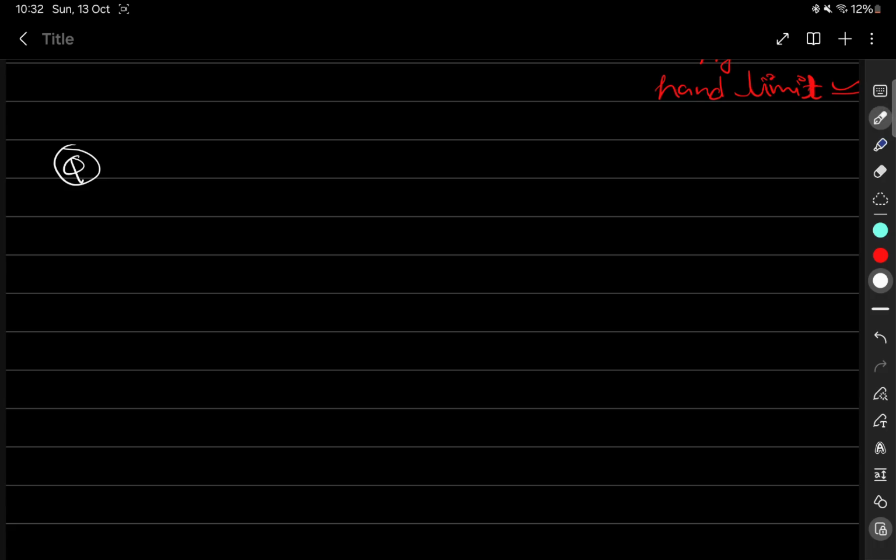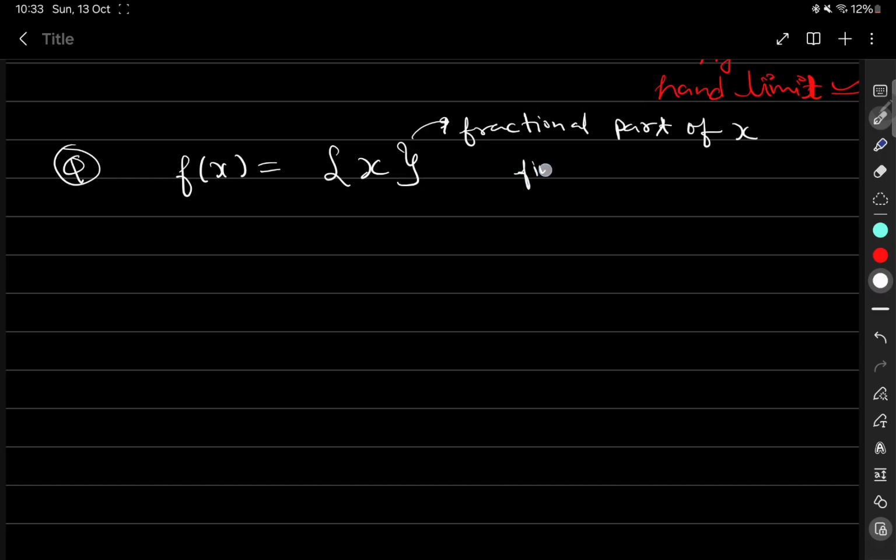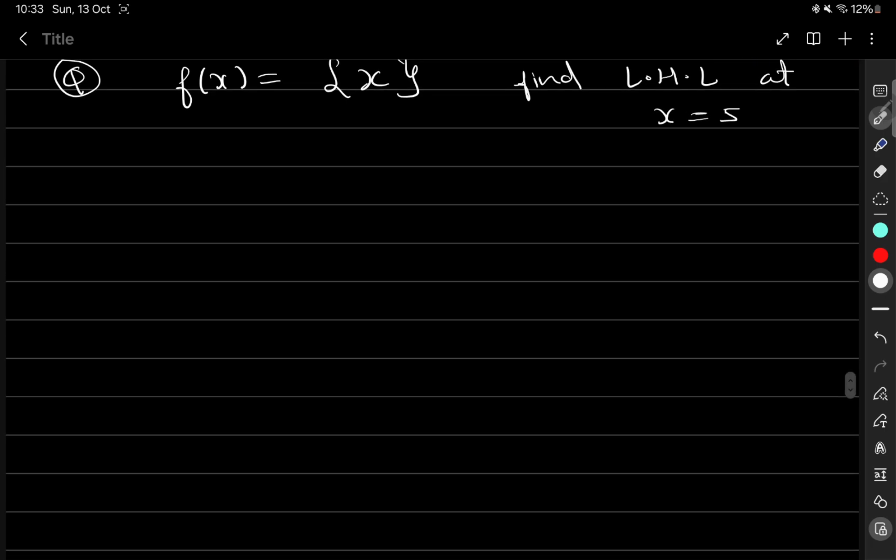Okay, let's take the function f(x) equal to the fractional part of x. Find the LHL, the left hand limit, at x equal to 5. Okay, now what is the function of x?